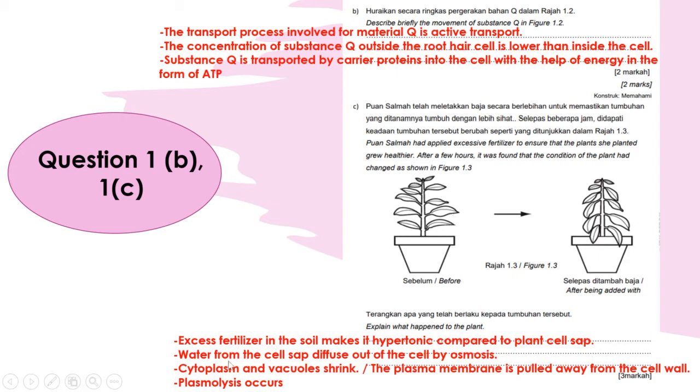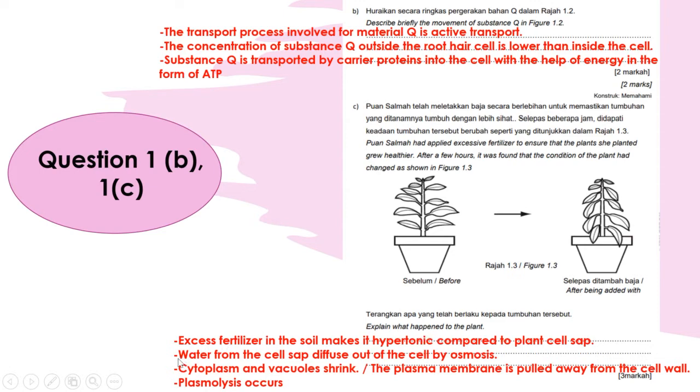This is referred to the suggested answer. Let's go to the answer here. Excessive fertilizer in the soil makes it hypertonic compared to the plant cell. You have to mark here. Make sure you put the excessive fertilizer, and make it hypertonic compared to the plant cell sap.